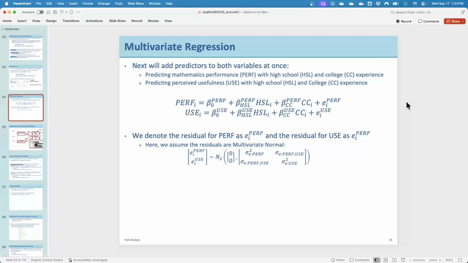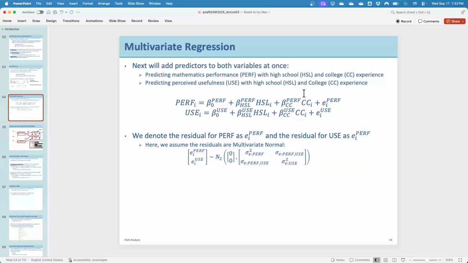So now, with all that in mind, let's add some predictors. All right? So this is now a multivariate regression. We're going to predict usefulness and performance with high school credit hours, or high school courses. This is the number of high school courses in math someone's taken, and college credit hours. That's what CC happens to be. Now you'll note both of these are just multiple regressions, but we're going to estimate them both simultaneously.